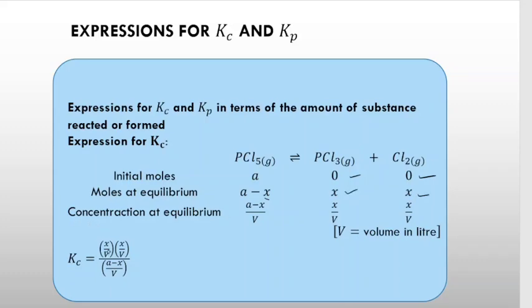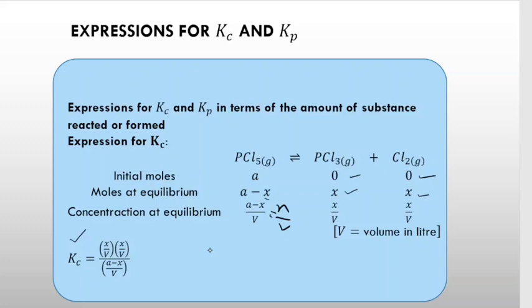And in order to write the Kc expression, we need the active masses, or you can say the concentrations. So N by V is the formula for calculating the concentrations, and hence the concentrations are A minus X by V, X by V, and X by V. Let's substitute all these terms in the Kc. Then the final expression for the Kc value is X by V into X by V divided by A minus X by V. This is the expression for Kc.